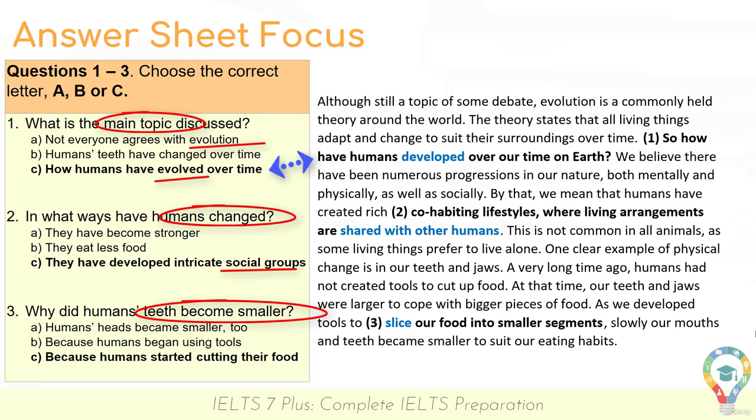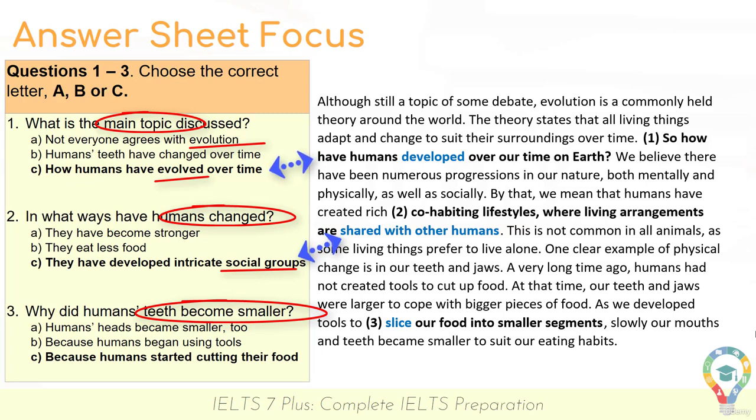So for number 2, in what ways have humans changed? This was actually a strategy of eliminating the incorrect answers. A, they have become stronger was not mentioned. And B, they eat less food wasn't quite mentioned. It was actually said that the food pieces humans are eating now have become smaller. So I know that these two answers A and B are incorrect. To check this, I look at C. They have developed integrated social groups. Looking at the script, we can see in bold, cohabiting lifestyles where living arrangements are shared with other humans. That matches very closely with social groups.